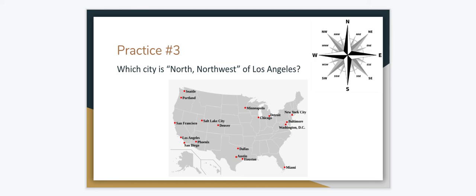So practice number 3. Which city is northwest of Los Angeles? So take a look at our compass rose. We got north, we got west, we got northwest, but we need north-northwest. So I want you to imagine my cursor as the compass rose over Los Angeles. Which city is north-northwest of Los Angeles? And of course, you got it right. San Francisco, okay? So if you're going to San Francisco, be sure to wear a flower in your hair, okay?